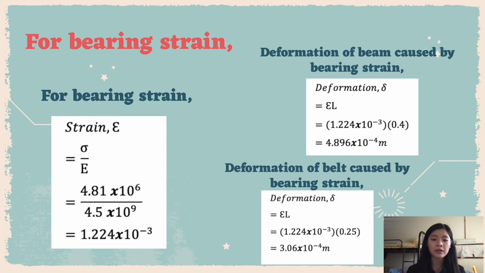In LO2, we have calculated the bearing stress at the contacted edges. In bearing strain, the deformation can be classified into two types: deformation of the beam caused by the bearing strain and deformation of the belt caused by the bearing strain. For the deformation of the beam, we calculate it using the bearing strain multiplied by the length of the beam, which is 0.4 meter, and it is calculated as 4.896 multiplied by 10 to the power of 94 meter, while the deformation of the belt is calculated using the bearing strain multiplied by the diameter of the belt, which is 0.25 meter, and is calculated as 3.06 multiplied by 10 to the power of 94 meter. And that's all about LO3.